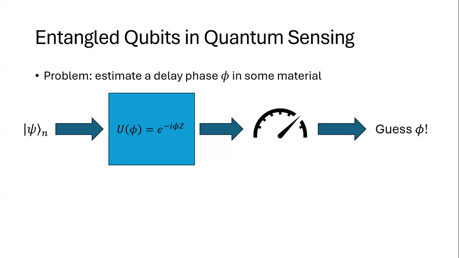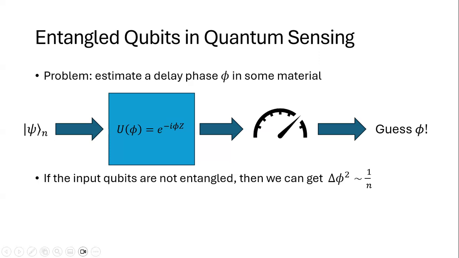The problem of quantum sensing is that you want to find out what are the best states you can send through this material to identify the true value of your parameter phi. The way it works is that you send some states, let's say n photons or n qubits, through this material, and whatever comes out, you measure, and based on the measurement outcome, you make a guess. It's well known that if your qubits were not entangled, then you would expect your guess to have some variance that scales as 1 over n.